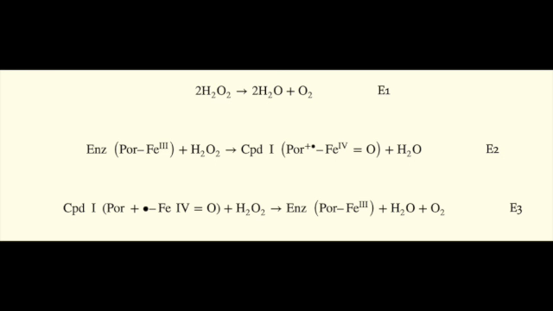In the second stage, the radical intermediate is reduced by a second hydrogen peroxide to regenerate the enzyme in its resting state, and also produces one water and one oxygen molecule. So that's the catalase enzyme and the reaction that occurs during the degradation of hydrogen peroxide. Now let's see this reaction in action.